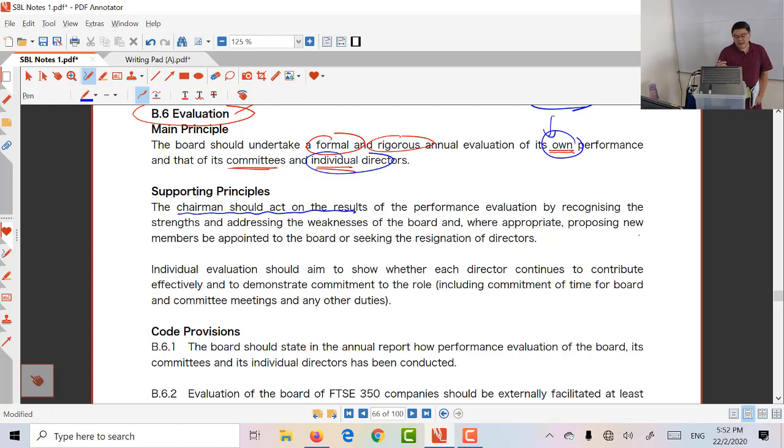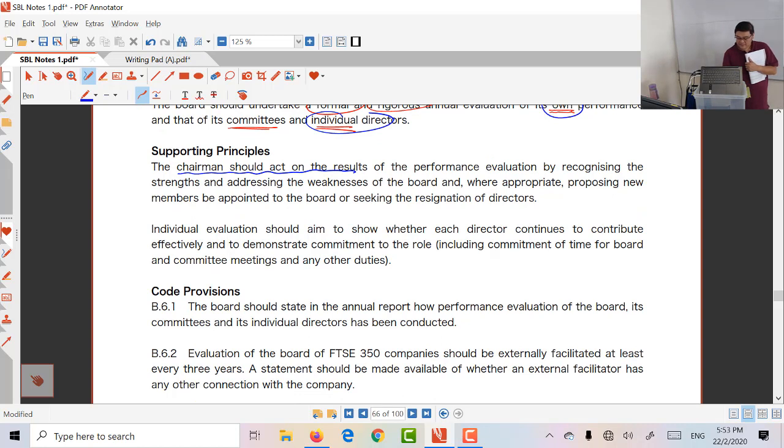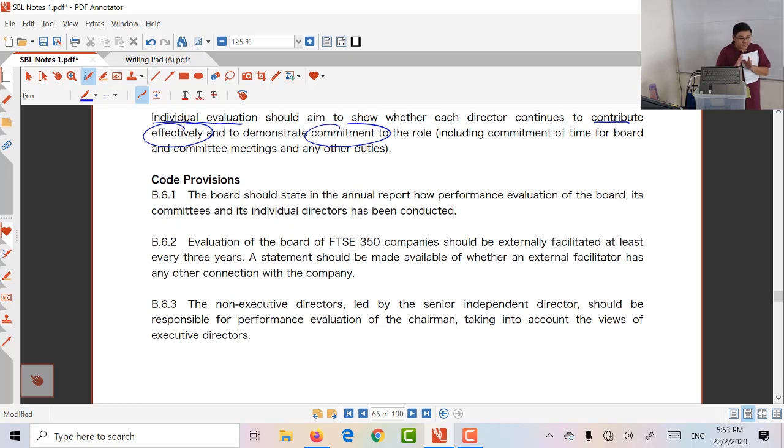Now, you can also address their strength. You can consider giving them reward, which goes through the remuneration. Directors may get a bonus. You may reappoint the director because they are good. Now, the individual evaluation must aim to assess whether the directors can contribute effectively and also demonstrate commitment to the role. Okay. The code only says this.